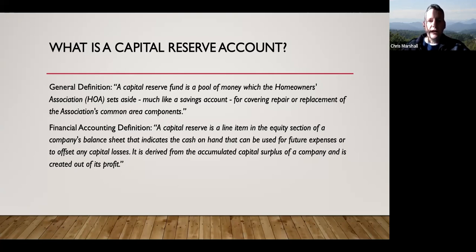There is a financial accounting definition that is basically tailored towards for-profit organizations like big companies, manufacturers, things like this. But along that framework, nonprofits like our HOA do treat the capital reserve account similarly. So I put that in just as a review for most of us who've taken financial accounting to connect the dots.